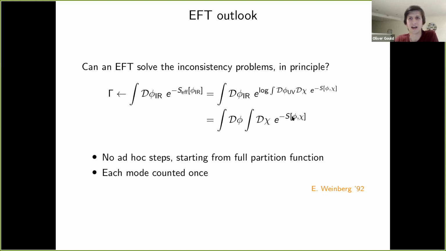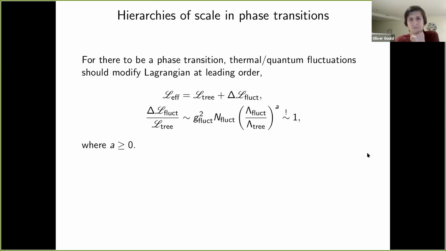So I didn't have to go into the partition function and add something by hand. This all happens rather naturally. So there are no ad hoc steps, and each mode is counted once. This was discussed in this context by Eric Weinberg, but I'm sure that other people have discussed it.